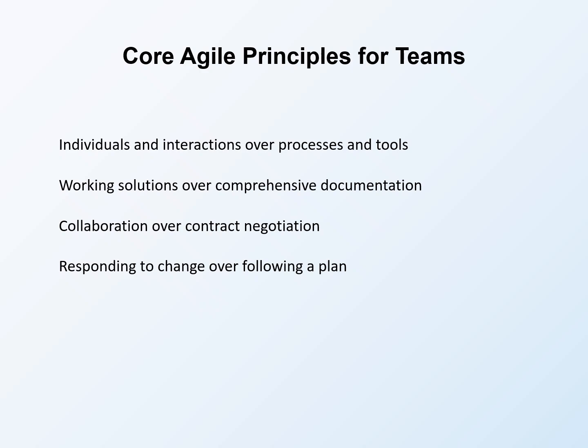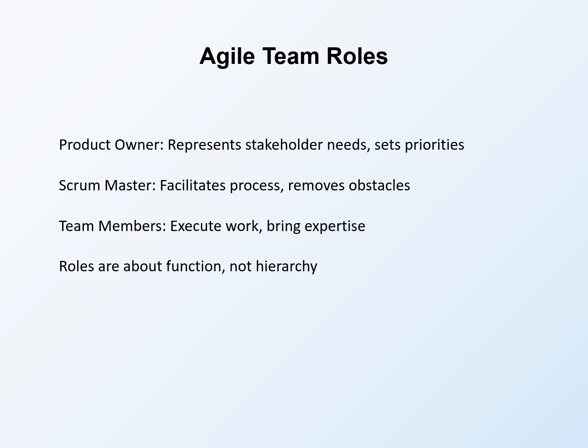Fourth, responding to change over following a plan. When the situation changes, we adapt. We don't pretend reality matches our original assumptions. These principles shape how Agile teams operate. In Agile methodology, there are three primary roles. The product owner represents stakeholder needs and sets priorities. In public health, this person keeps the community's needs at the center. They decide what's most important to work on and why.